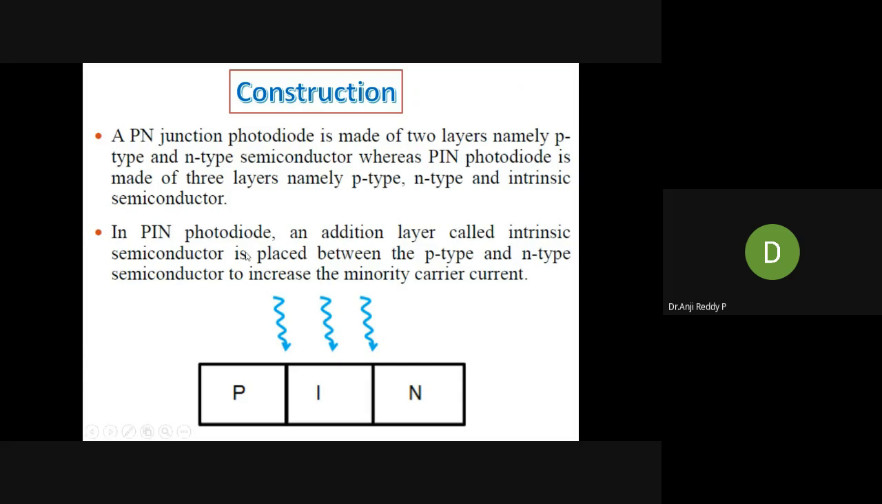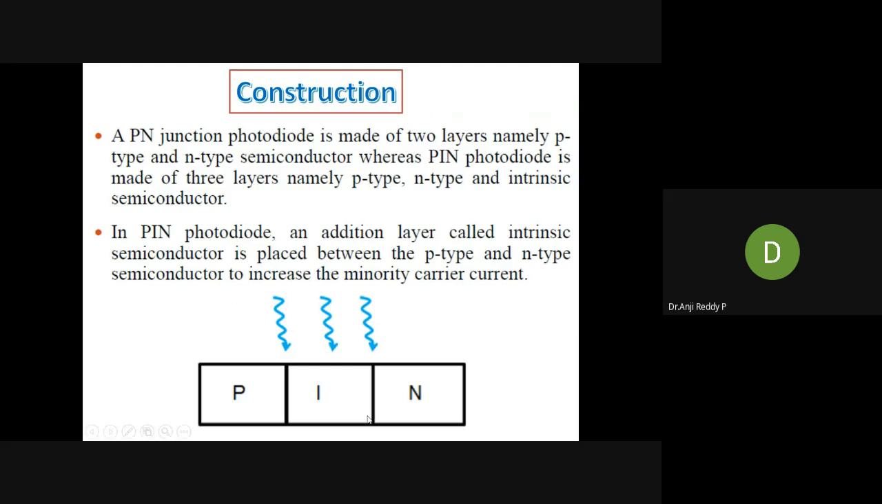In pin photodiode, an additional layer called intrinsic semiconductor is placed between the P-type and N-type semiconductor. That will increase the minority carrier current. Very, very important. You have to remember that point. The purpose of that intrinsic layer is that it will increase the minority carrier current. This is about construction. This is very simple construction, only 2 points.